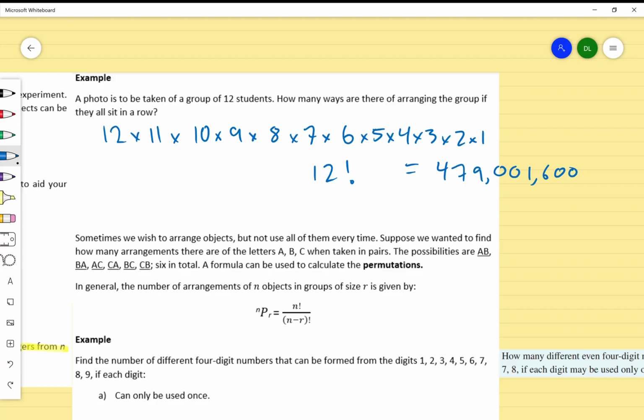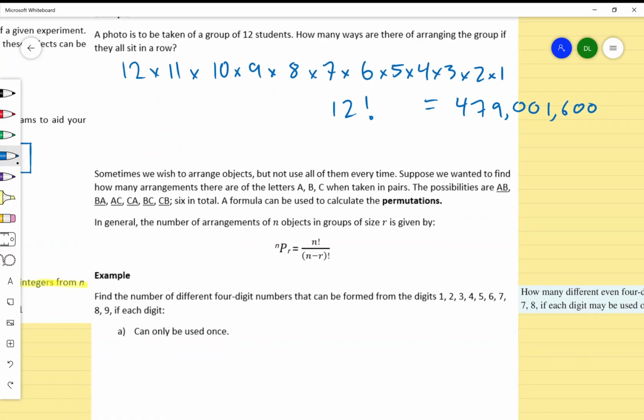Sweet. Now, sometimes we wish to arrange objects but not use all of them every time. Just like I said earlier, what if there were 12 students, but there were only 4 seats? Then we would be restricting something. So in this situation, suppose that we wanted to find out how many arrangements there are of the letters A, B, C when taken in pairs. The possibilities we know are AB, BA, AC, CA, BC, and CB, 6 in total. We can use a particular formula to calculate these permutations without having to write every single possibility out.